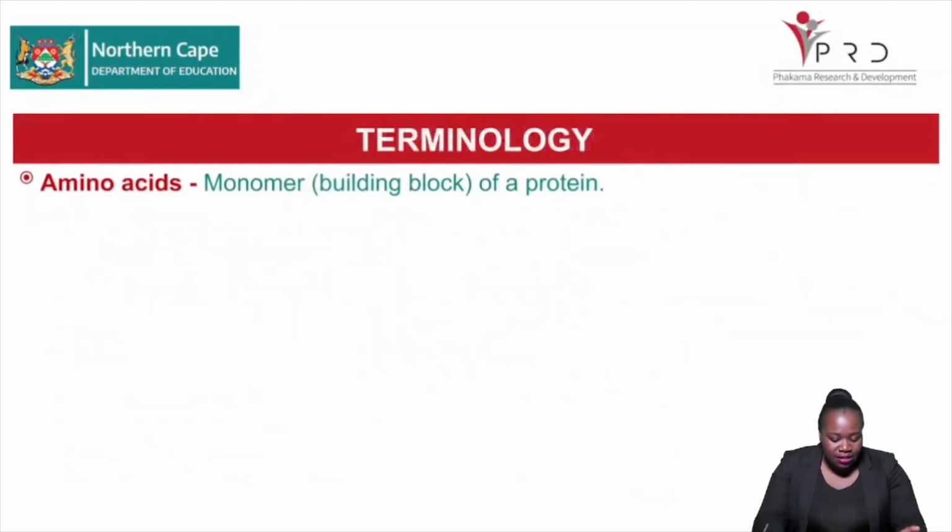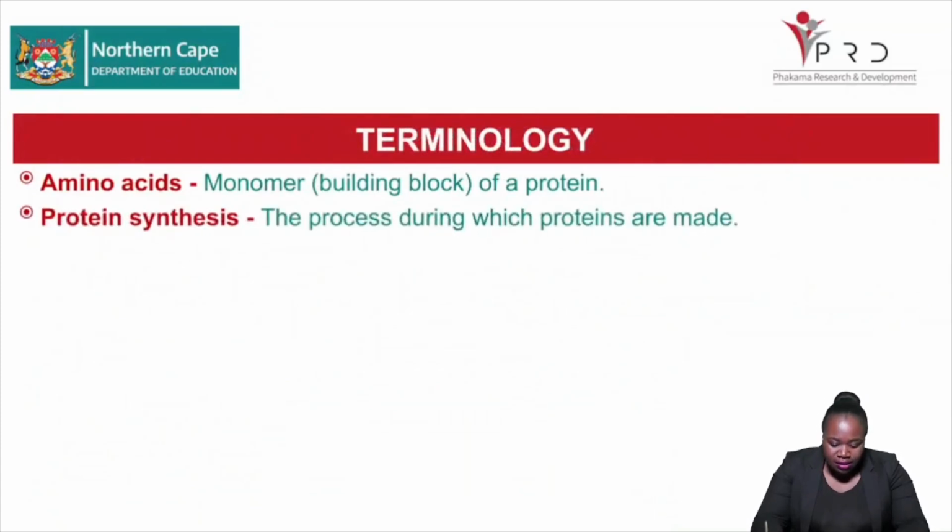All right, now let's have a look at our terminologies. Amino acids are the building blocks or the monomers of a protein. Protein synthesis is the process during which proteins are made.